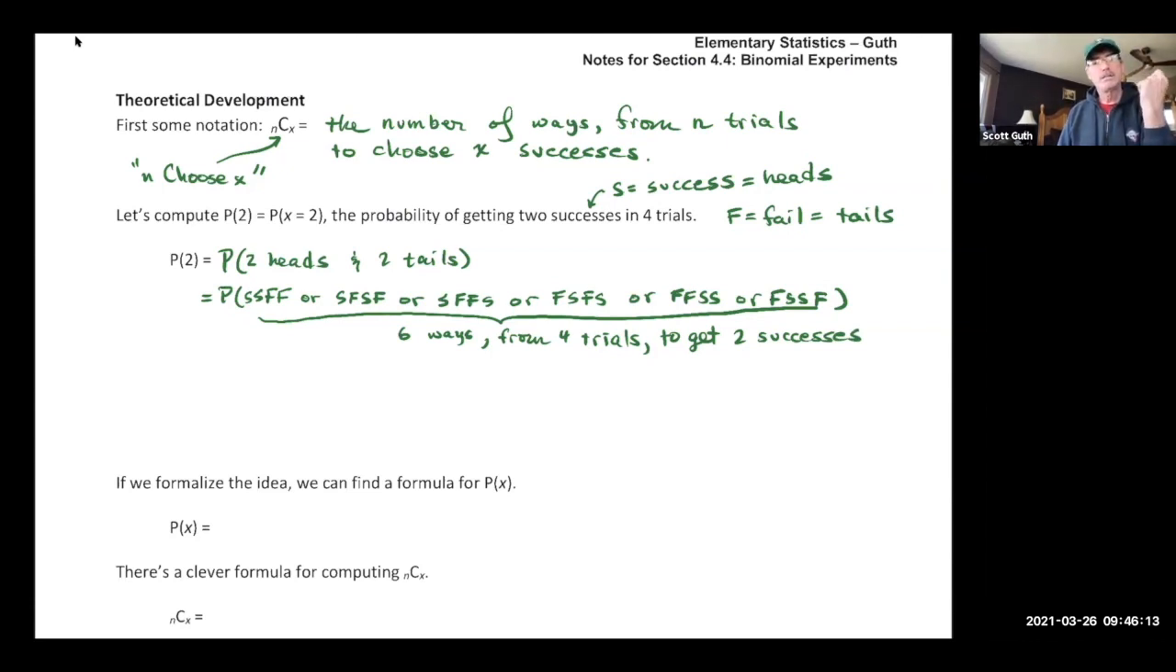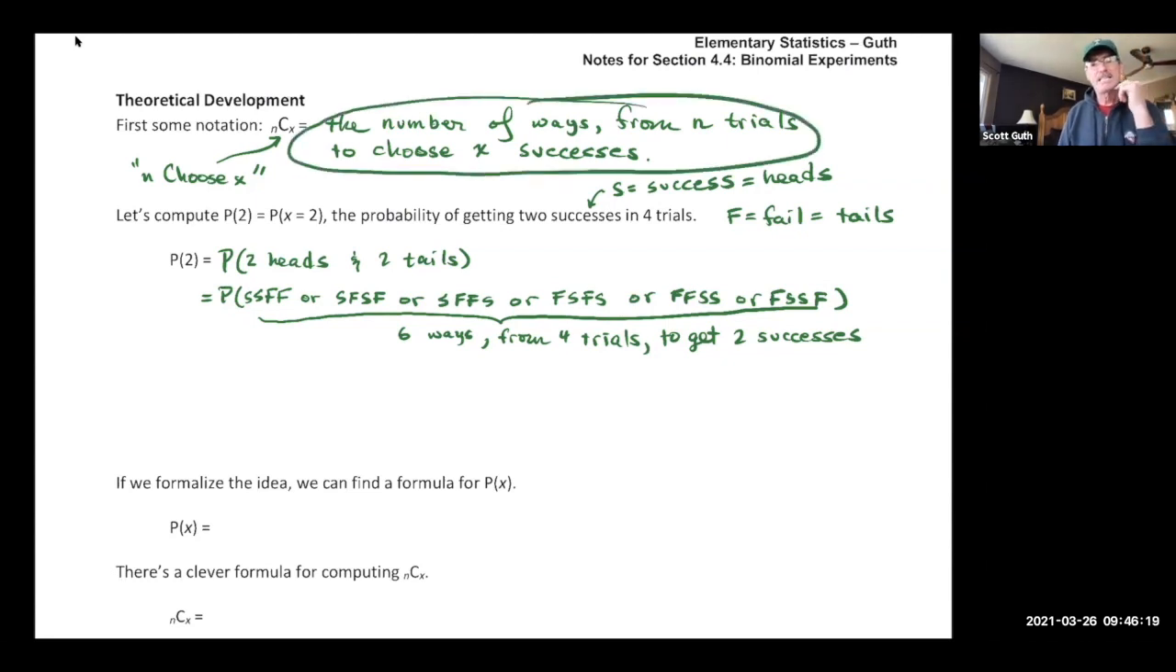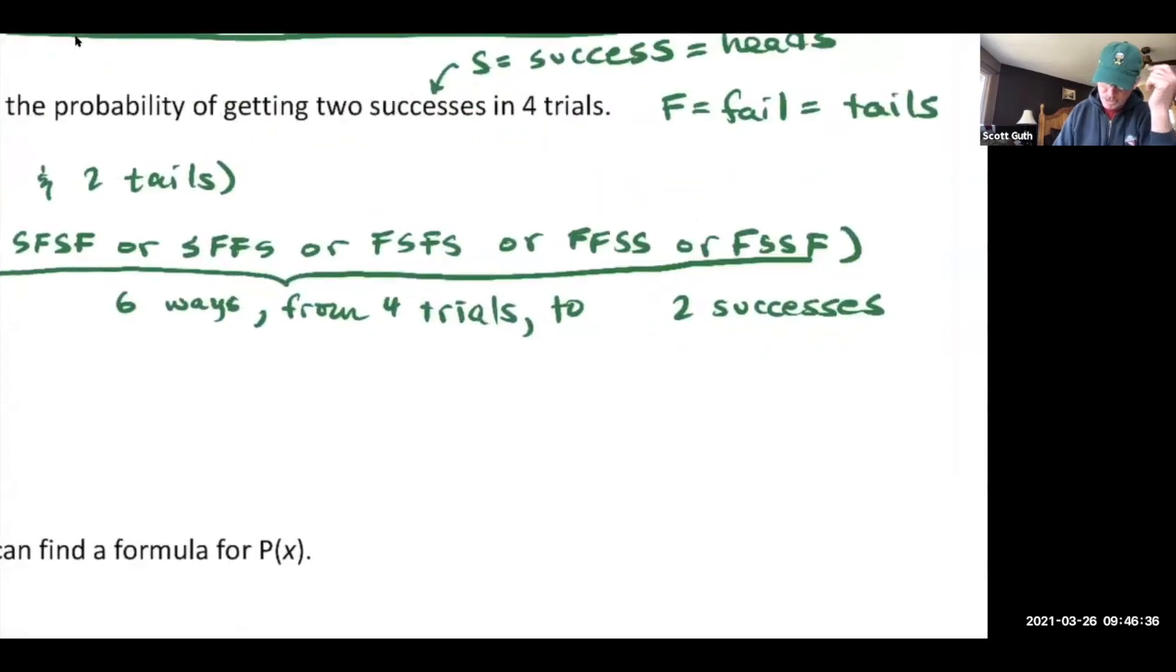Any questions? So that's what this number of ways from n trials to choose X successes. That NCX thing is going to count the number of ways to make this happen. And I said to get 2 successes, I think the better word, just to be consistent, is to choose 2 successes.